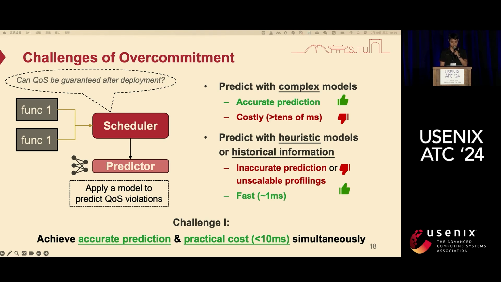Some works use complex models, considering many features, and could make accurate predictions. However, it could cost tens or even hundreds of milliseconds. Such overhead could contribute to the cold start latency. Since the cold start is optimized to milliseconds or even sub-milliseconds by prior works, the costly prediction could become the new bottleneck. Other works make predictions using simple heuristic models or historical information, which could make fast predictions, but cannot make accurate predictions due to the overly simplified models or require unscalable profiling costs.